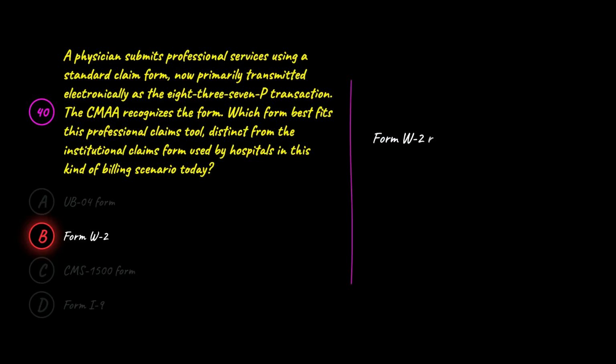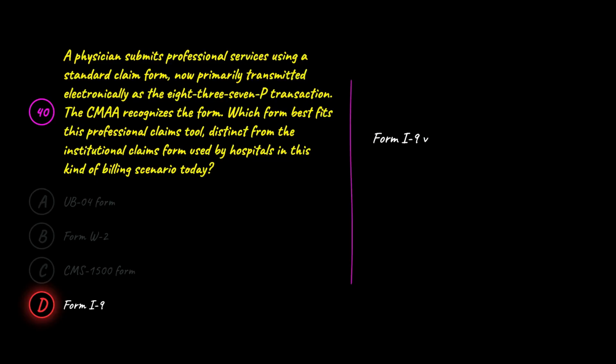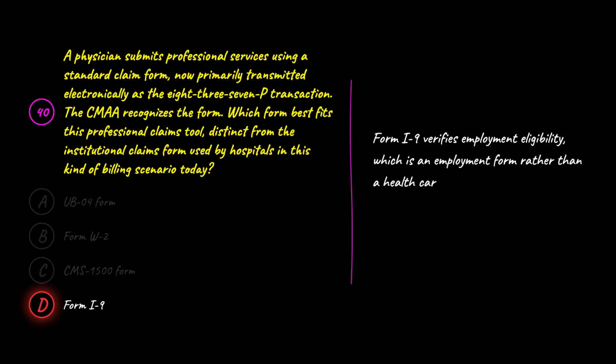B is wrong because Form W2 reports wages and tax for employees, which is a tax form rather than a healthcare claim form used for professional services in the revenue cycle at the practice. D is wrong because Form I-9 verifies employment eligibility, which is an employment form rather than a healthcare claim form used for professional services in the revenue cycle at the practice today.